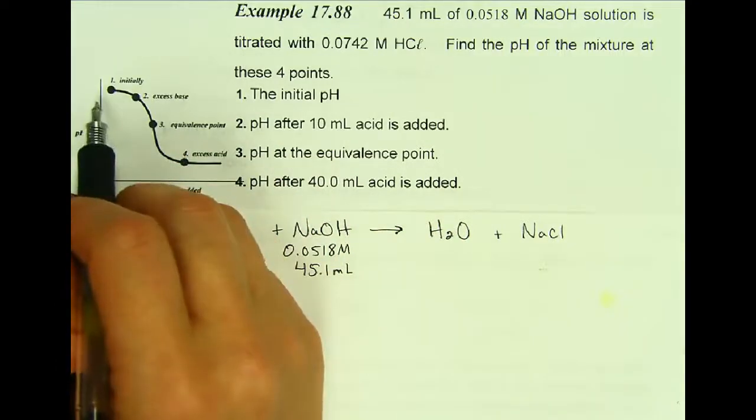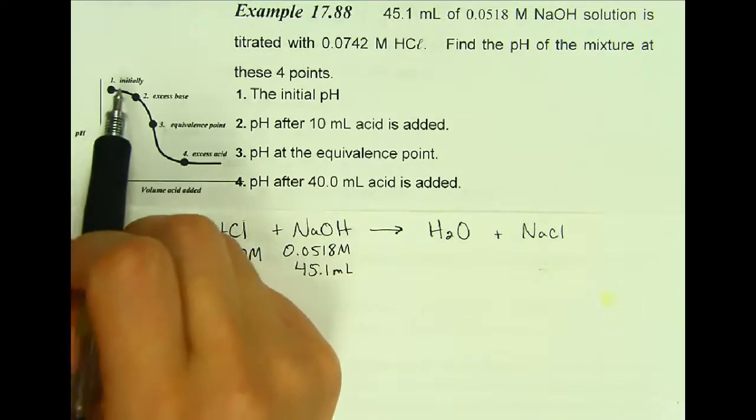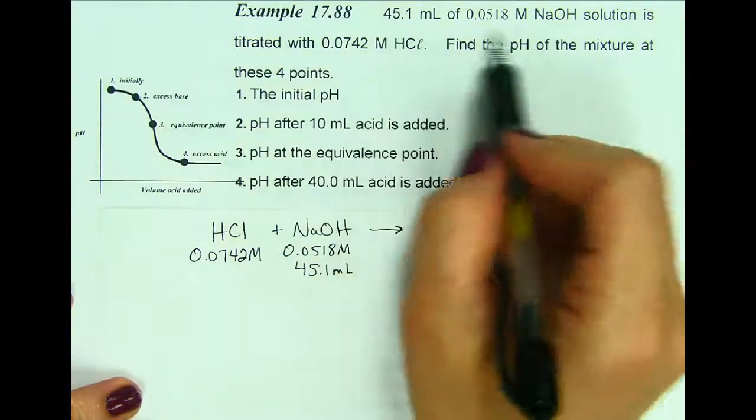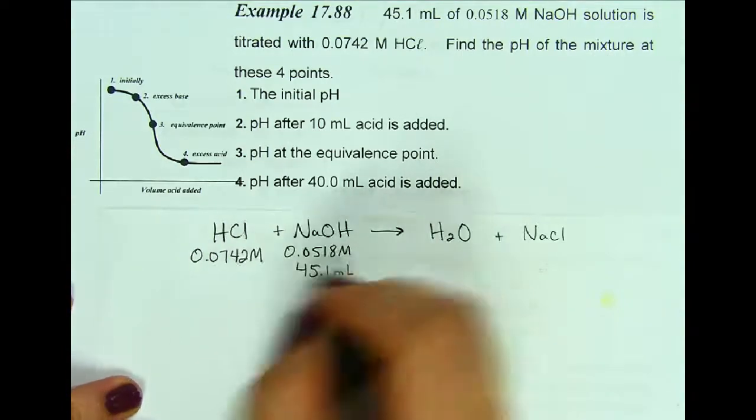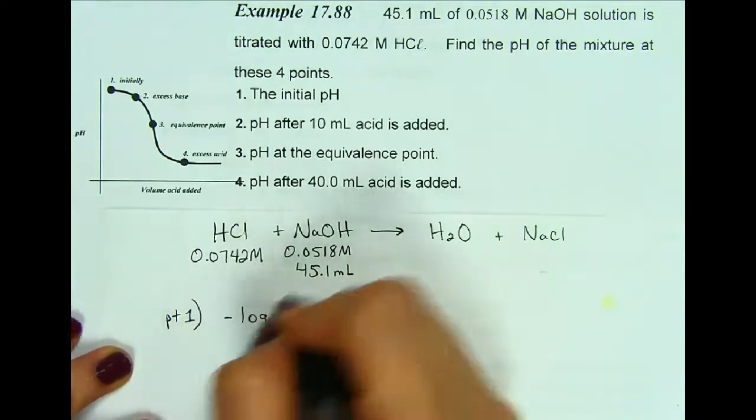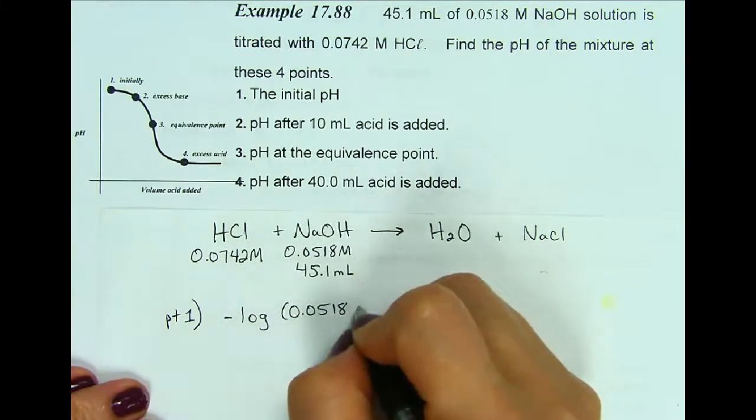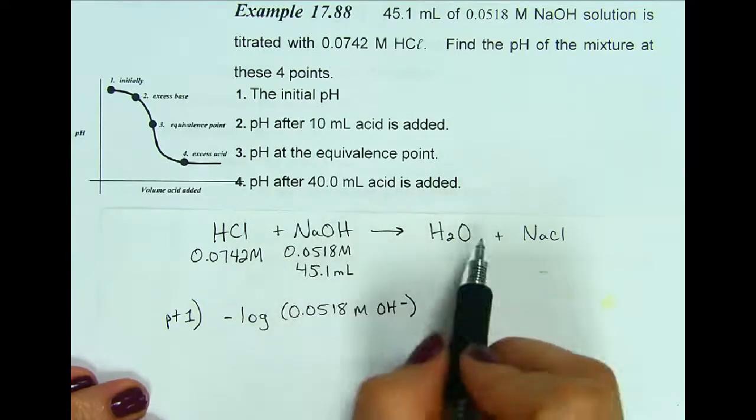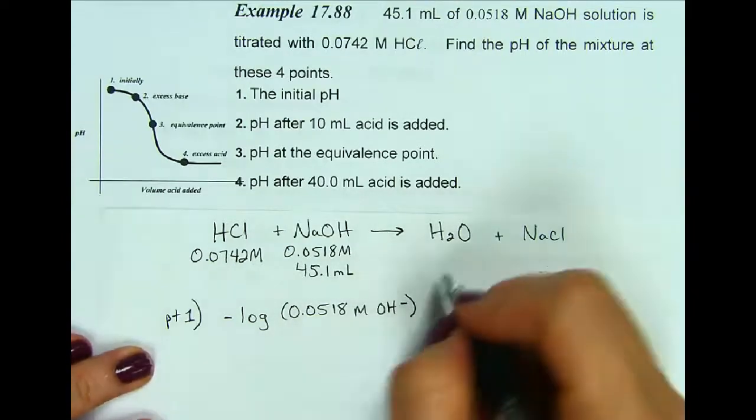So here, the question is, what is the initial pH? This is the point of the titration where the only thing present is the sodium hydroxide, this guy right here. So the question is, what is the pH of this? First, I'm just going to take the molarity, and take the negative log of the sodium hydroxide concentration. Remember that that's also going to be the molarity of the hydroxide concentration since they are a 1-to-1 ratio here and here.